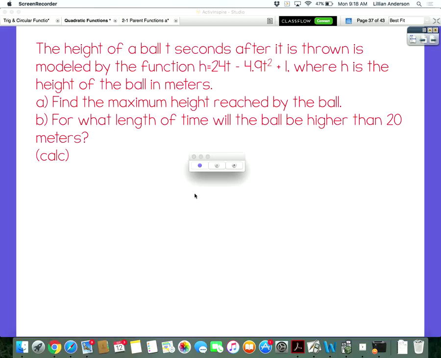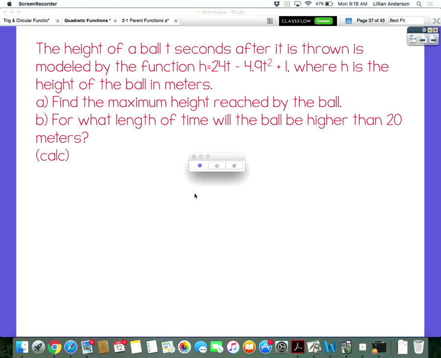All right, so for this one, with the applications of quadratics, it says the height of a ball t seconds after it is thrown is modeled by this particular function, where h is the height of the ball in meters and t represents the time in seconds. It asks you to find the maximum height reached by the ball.